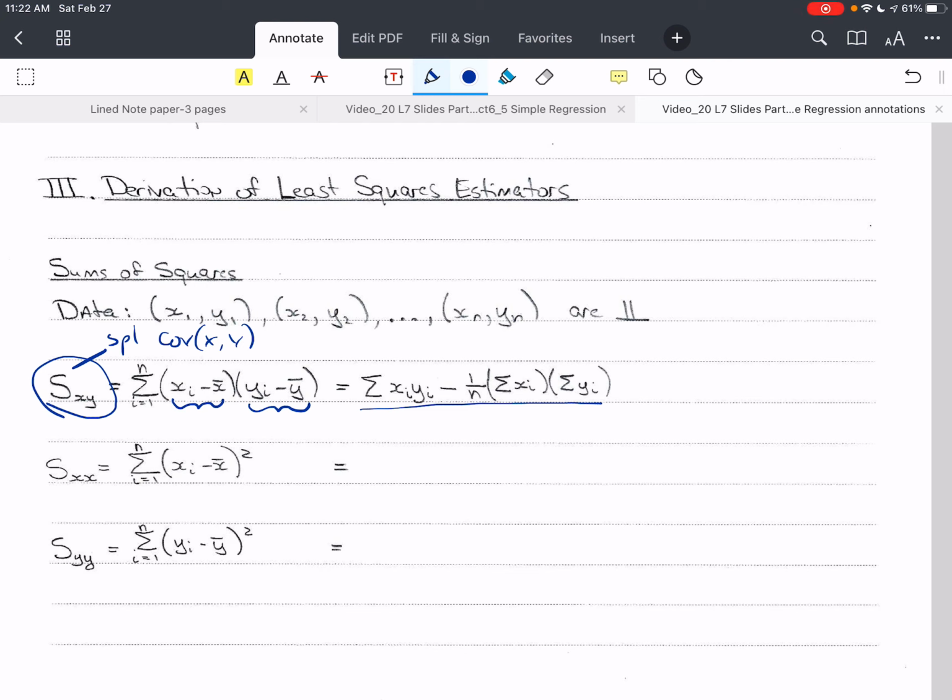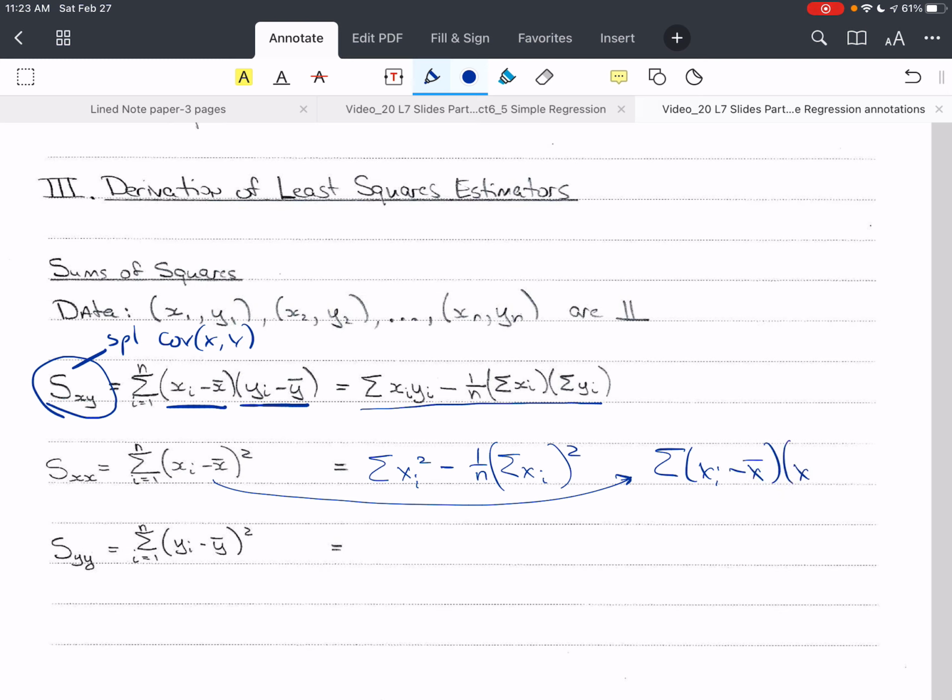Now, think about this. If you can do this in this form, then shouldn't you be able to do something similar for this one? Okay. So, yes, it turns out we can do the sum of xi squared minus 1 over n, sum of the xi, quantity squared. So here we have two different quantities, but here we could write this as the sum of xi minus x bar times xi minus x bar, right? So we can write it in equivalent format.